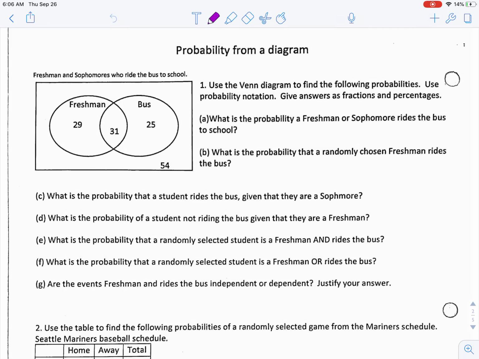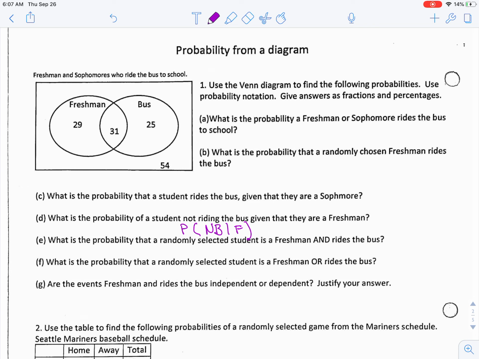Okay, video number 3. So I think I left off on the last one on D, with probability of no bus. I don't know if I quite finished it. That is the probability of not riding the bus given that you're a freshman. Okay, so that takes us on to E.